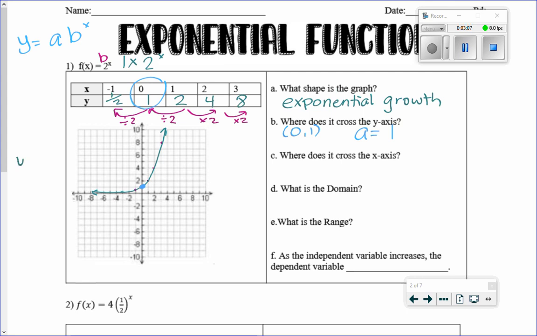Just like with y equals mx plus b, we could have an equation y equals 5x with no plus b, but we know there really is a y-intercept of 0. So it's a concept like that. It's implied as a 1.